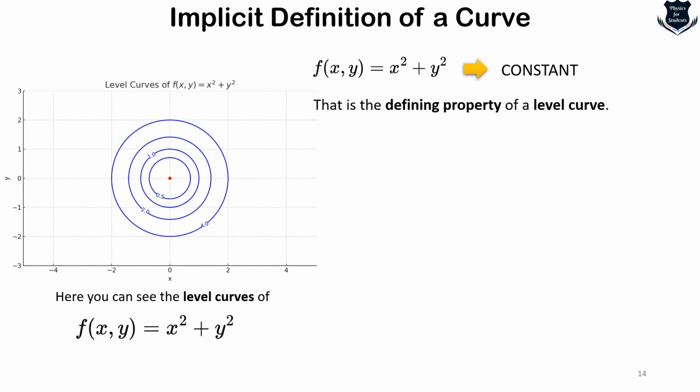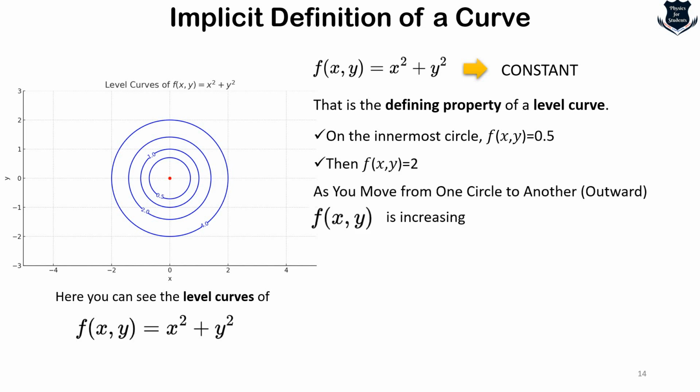So a level curve: the defining and most important property is that it has to be a constant. For example, in this left-hand side diagram, if I take the innermost circle, it would be 0.5, then 1, then 2, and so on. So what is changing? The value of f of x, y. What is constant? That is the value, and what is changing is your position along the curve.